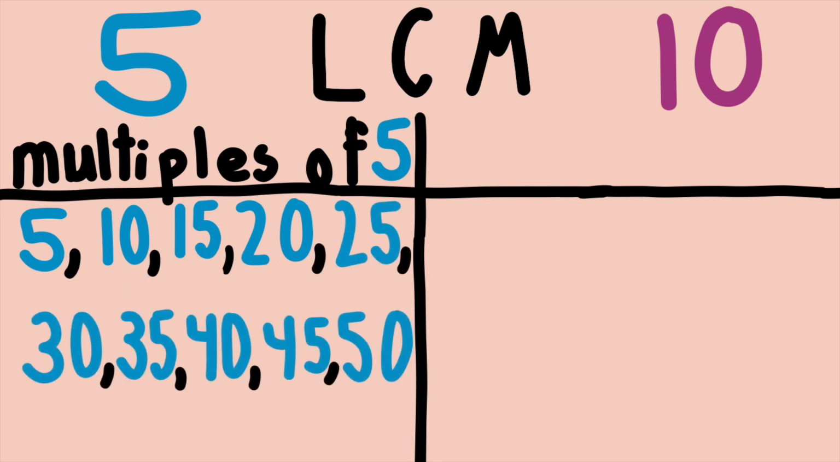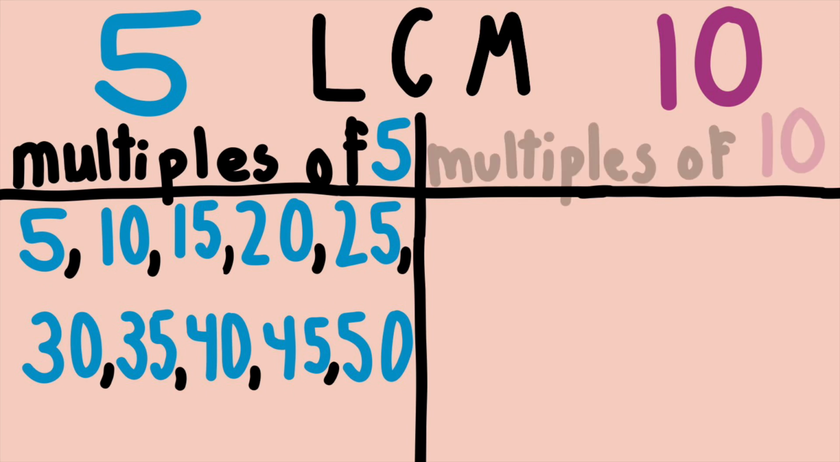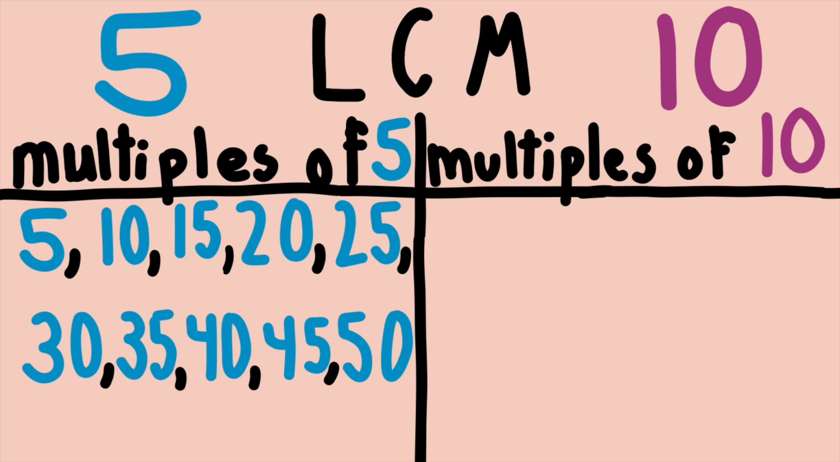20, I got 25, 30, 35, 40, 45, then 50. These are the first 10 multiples of 5. Next up, we have to find multiples of 10. Now, since it's the least common multiple of 5 and 10, we'll be finding the first 5 multiples of 10.